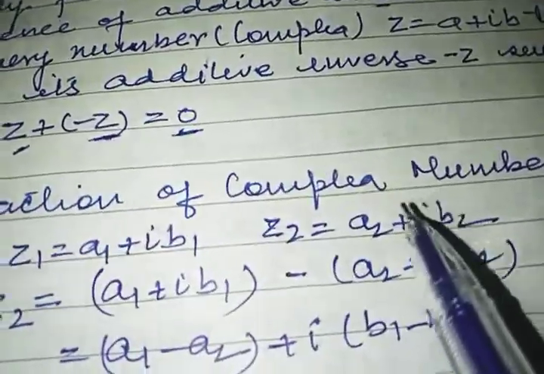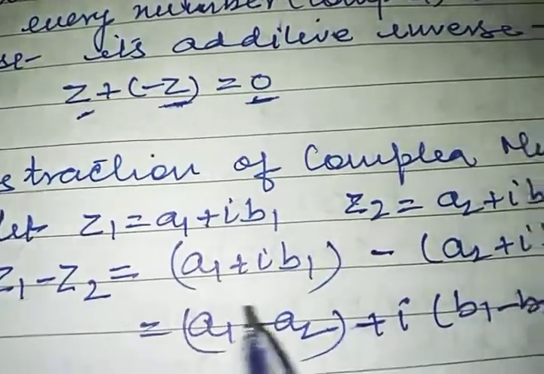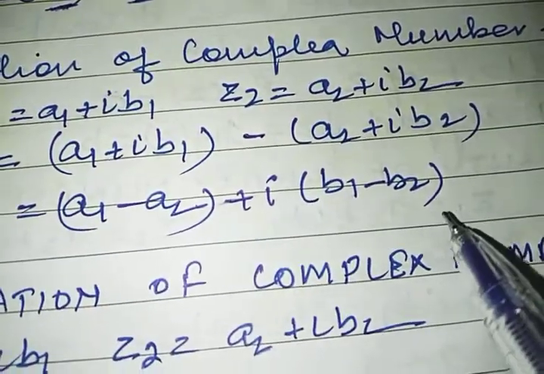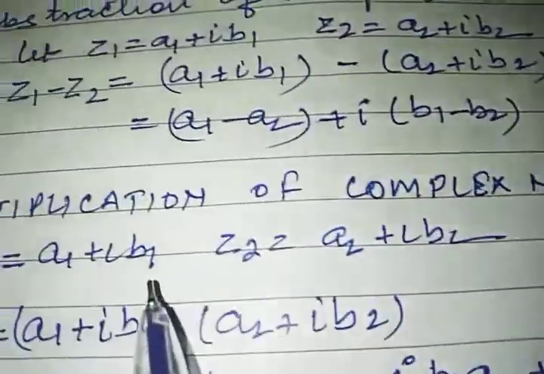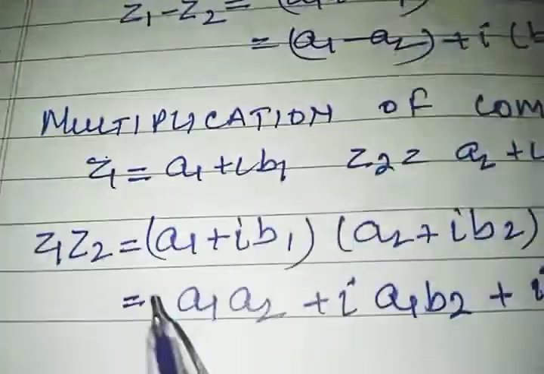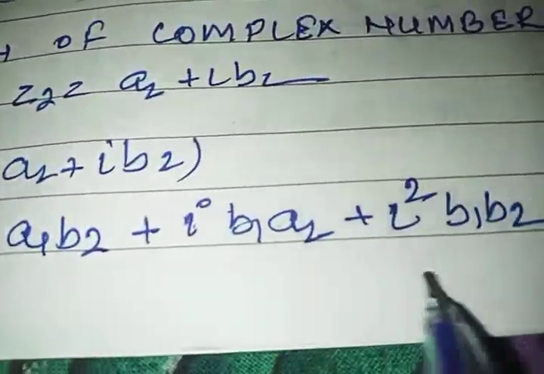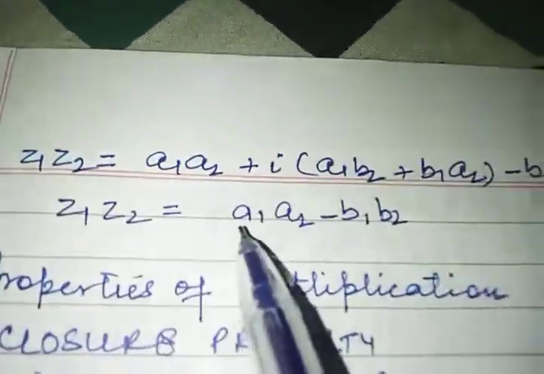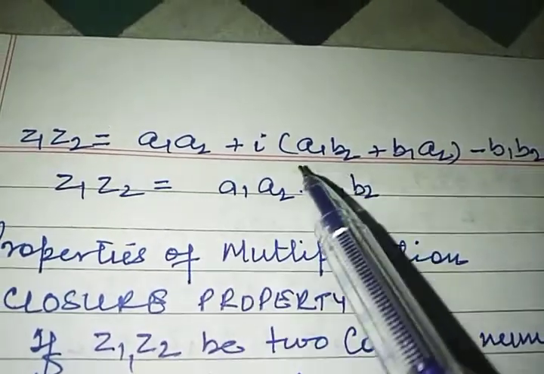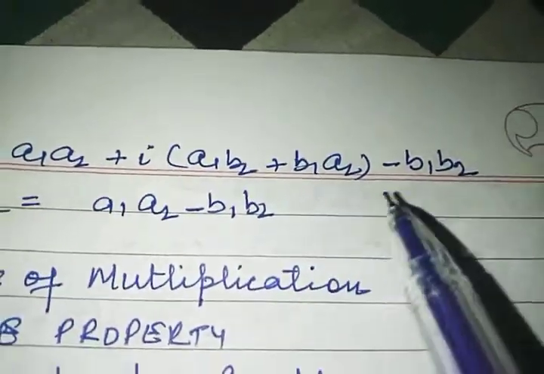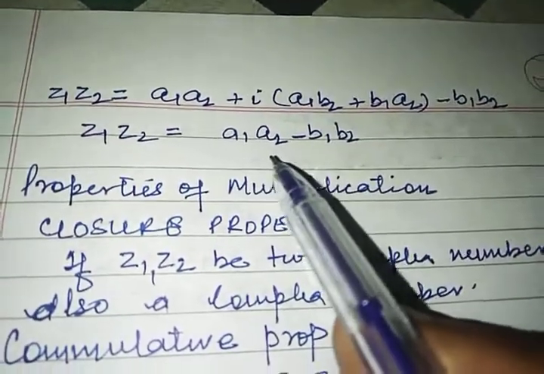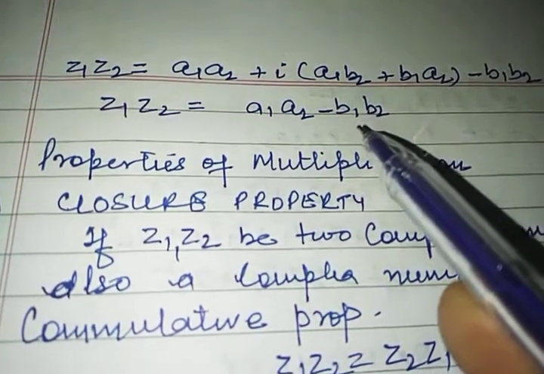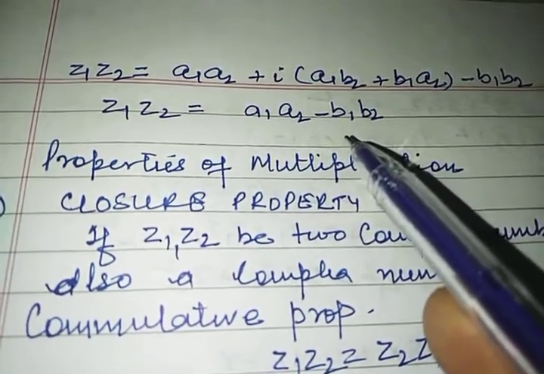Then subtraction of complex numbers follows the same rule: z1 minus z2, you subtract, and again it is a complex number. Then multiplication of complex numbers. See, this is z1, this is z2. If you multiply, you get z1 z2 equal to a1 a2 plus i a1 b2 plus i b1 a2 plus i squared b1 b2, so this is left with a1 a2 minus b1 b2. This is the multiplication of the two complex numbers.